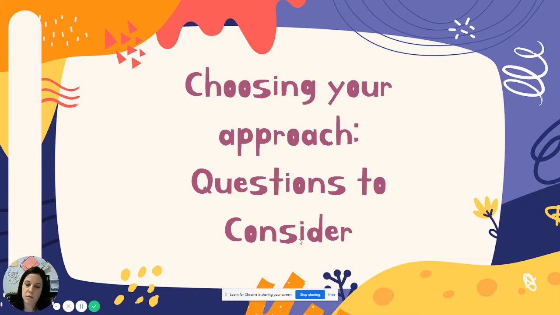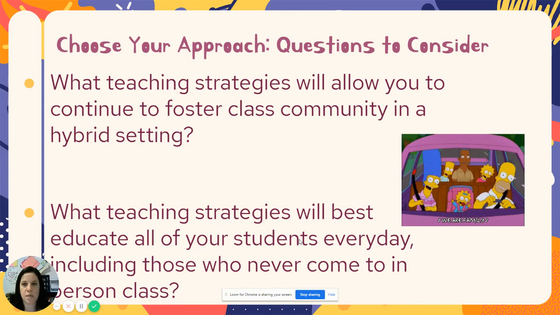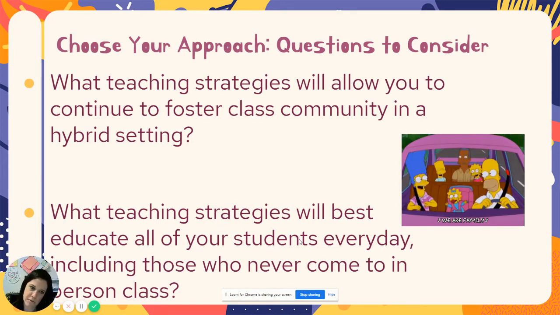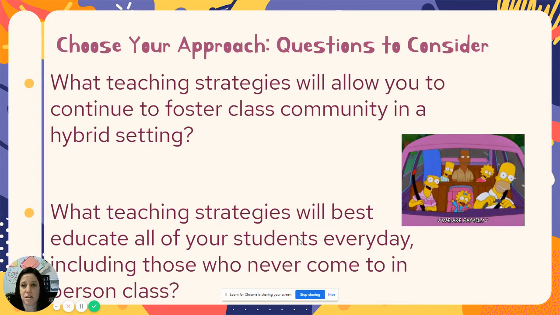So some other things to consider as we are heading into this, some more reflection questions. What teaching strategies will allow you to continue to foster classroom community in a hybrid setting? So I think that students are really lacking this right now, at least in my own classroom. I've tried and tried and tried. I'm hoping that when they're in person, that helps a little bit to have that class community, but it may make it worse. So we really need to be cognizant of that and try to find strategies that will help build that class community. So for me, anything they can do in groups or partners helps build that class community, okay?